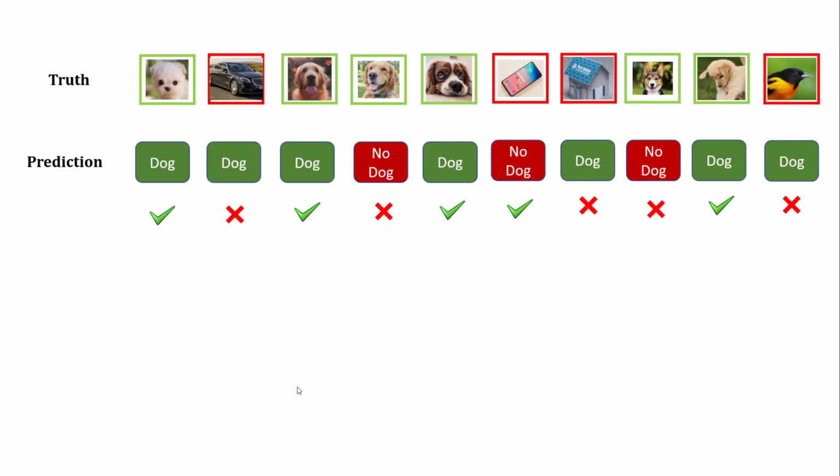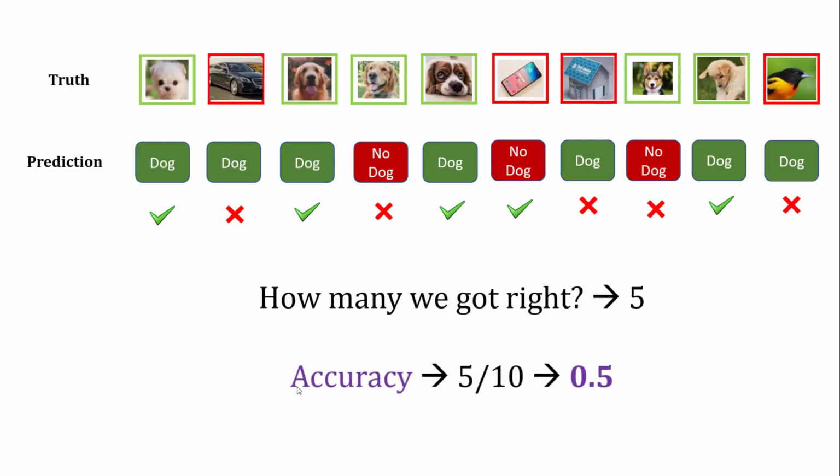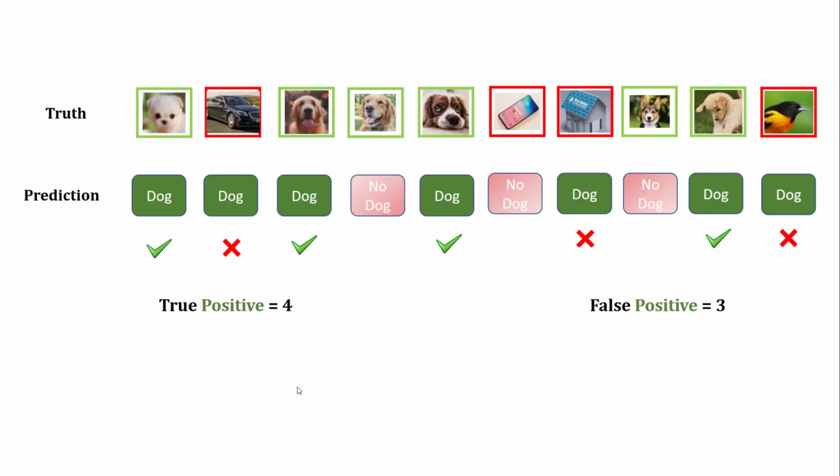Now I have marked all my predictions here. Basically this shows, out of all my predictions, which are correct and which are wrong. We got a total of 5 right, and that is called accuracy. How many of your predictions did you get right, doesn't matter whether positive or negative predictions? We got 5 out of 10 right, hence accuracy is 0.5.